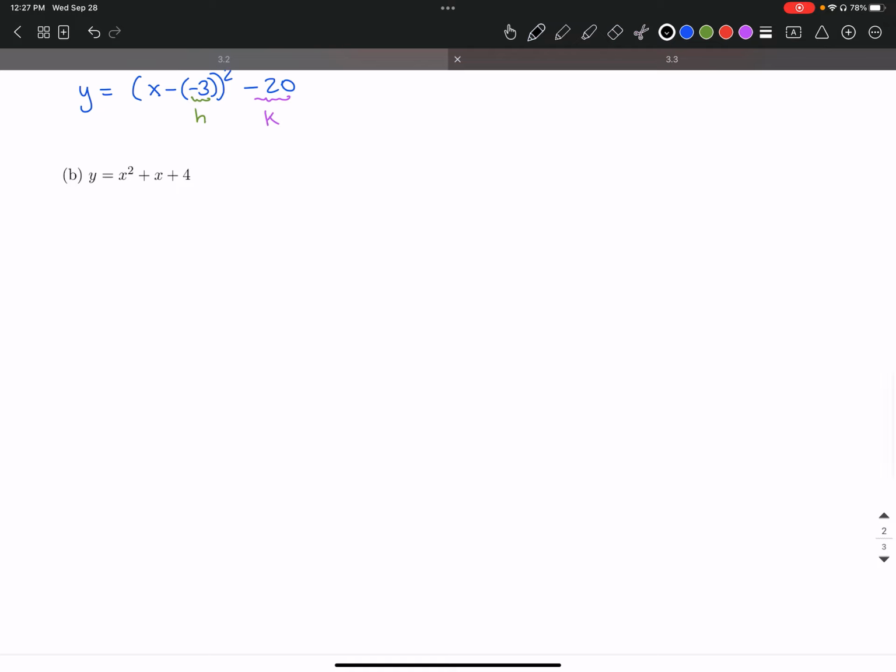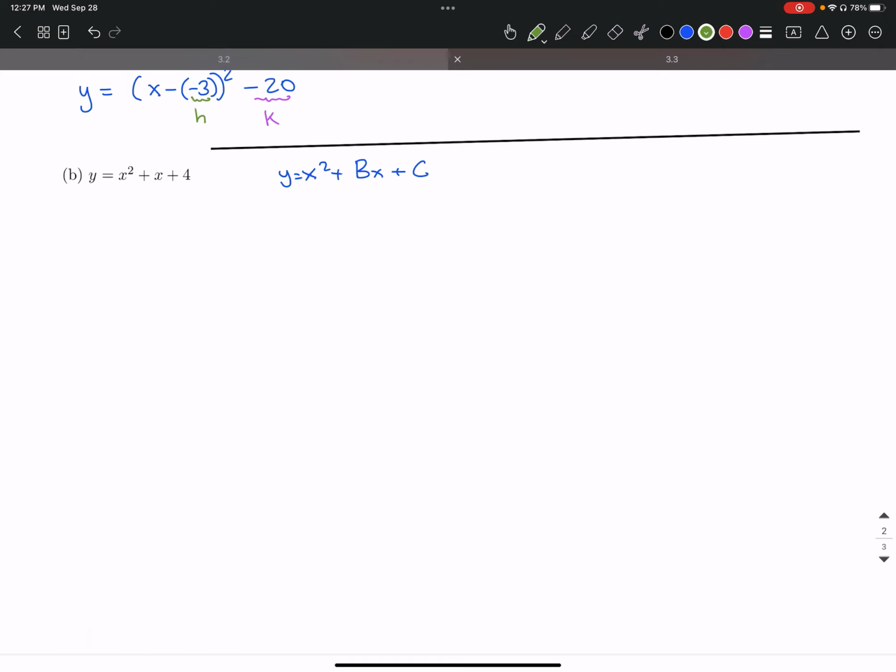Let's look at another example. Here we have x squared plus x plus 4. And before we can do anything else with it, we need to make sure that we are in the correct form. So the thing we're going to ask ourselves is, is this in the form y equals x squared plus bx plus c? And the answer is yes, it is, because again, there's no number in front of that x squared that we can see.